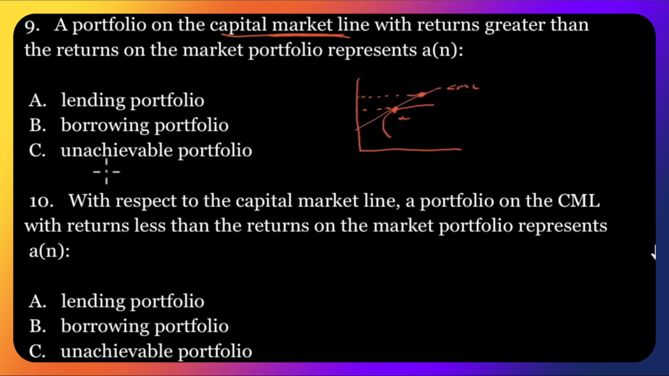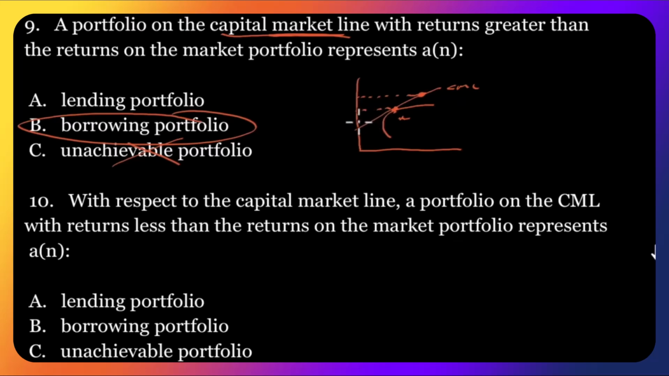If it's on the line, it's achievable. We can get rid of that. We got to decide whether it's lending or borrowing. And it is a borrowing portfolio. 10. With respect to the capital market line, a portfolio on the CML, again, it's on, with returns less than the returns on the market portfolio.